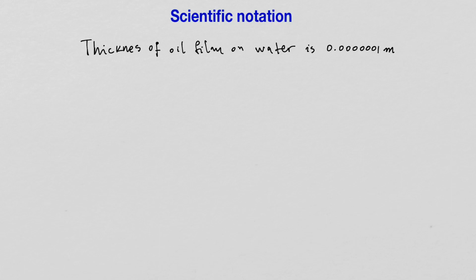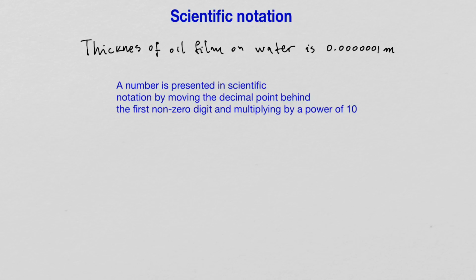Scientists and technicians often use very large or very small numbers. For example, the thickness of an oil film on water is about 0.000001 meters. Or the distance between the Earth and the Sun is astronomical. And so how do we deal with such large numbers in a way that is easier to manipulate? How do we represent them? Well, there is a way that people have come up with, and that is called scientific notation.